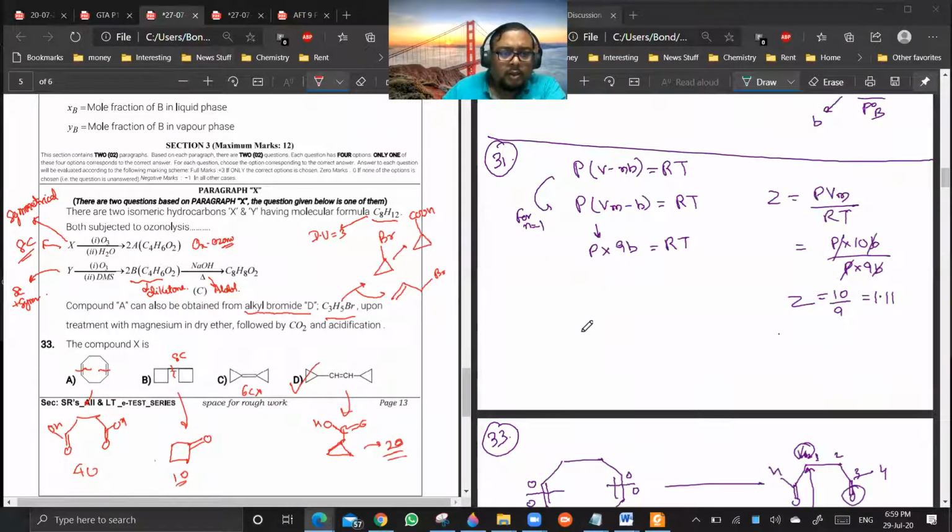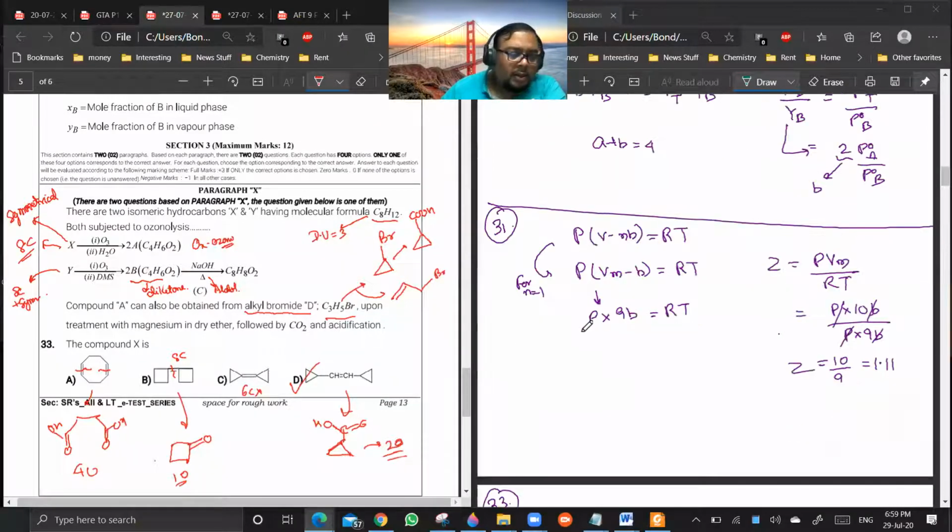Now you see, in 33, you are having 2 isomeric hydrocarbons of formula C8H12. You don't know their structures, but you can find the degree of unsaturation. It will come out to be 3: 8 plus 1 minus 12 by 2, so it will be 9 minus 6. It will be 3.